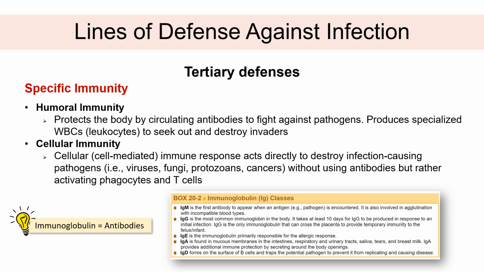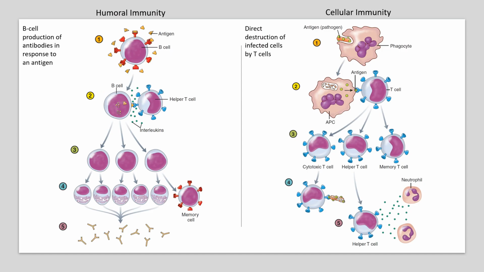Some terminology here. If you hear the word immunoglobulin, that is antibodies. It's the same thing. So this is a picture from your textbook of humoral immunity and cellular immunity. So the first one, humoral immunity, is how antibodies are produced. And I'm not going to go through that. Cellular immunity is how cells talk to each other and assign jobs, and it's cell mediated, which means the cells are talking to each other and sending them out to do their job. So it's really interesting, and again, you'll go more in depth in Med-Surg.